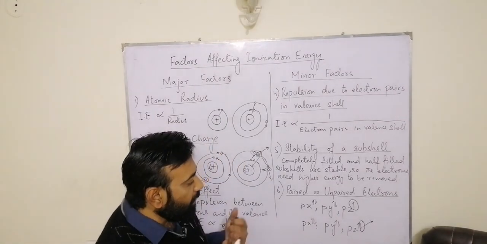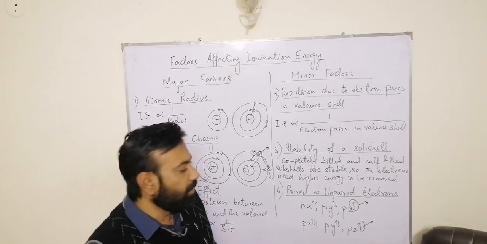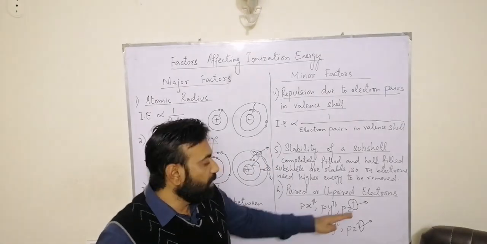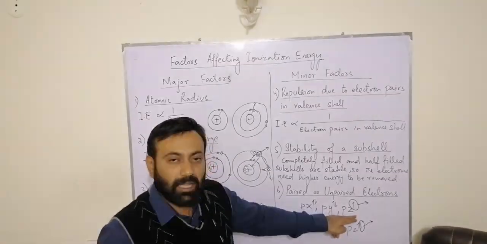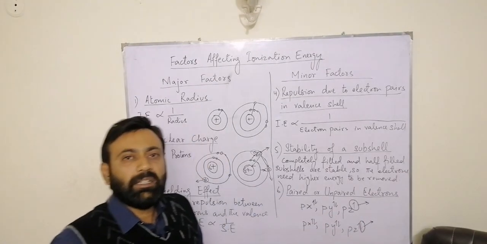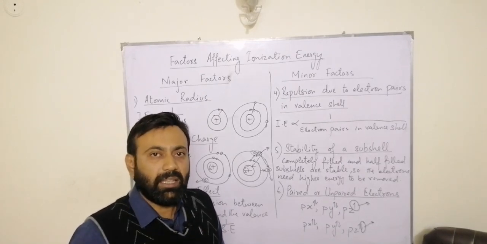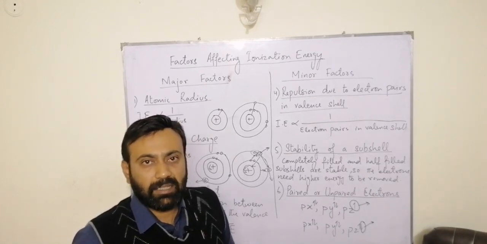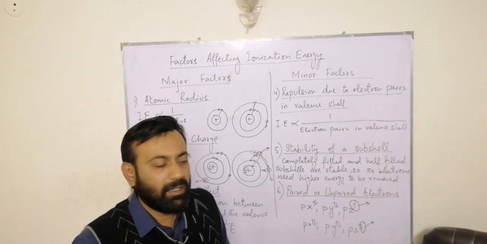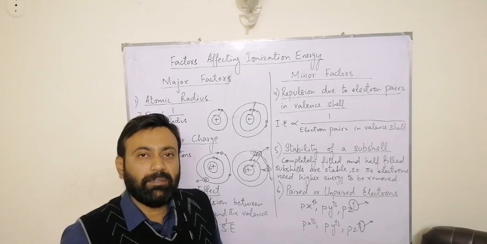So if we start giving it energy, it will require a little smaller amount of energy, as compared to this one, to be removed from the outermost shell, because this is unpaired. The reason behind this is actually related to the stability of an orbital. Just like a shell is stable when it is completely filled and a subshell is stable when it is completely filled, similarly an orbital too is stable when it is completely filled.